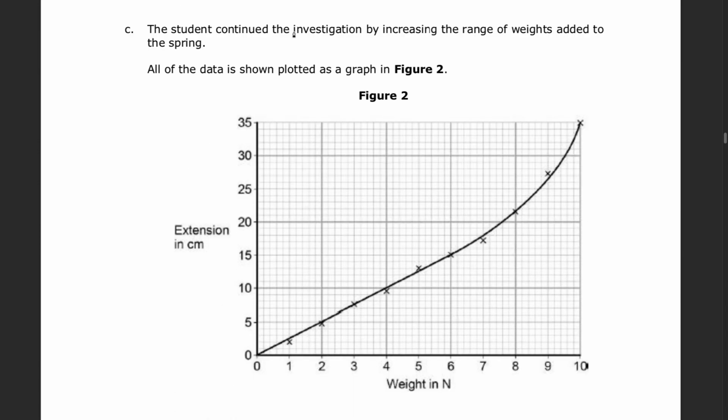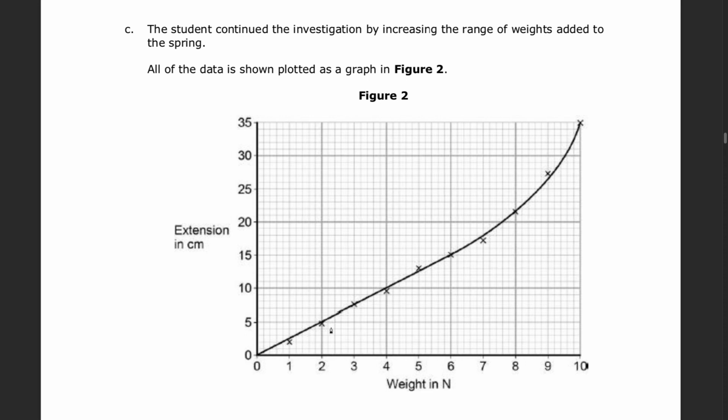The student continued the investigation by increasing the range of weights added to the spring. All of the data is shown plotted as a graph in figure 2. And here we have the graph. We have the weight going from 0 to 10 on the x-axis in newtons. We have the extension in centimeters going from 0 to 35 on the y-axis. And we have the points scattered throughout.